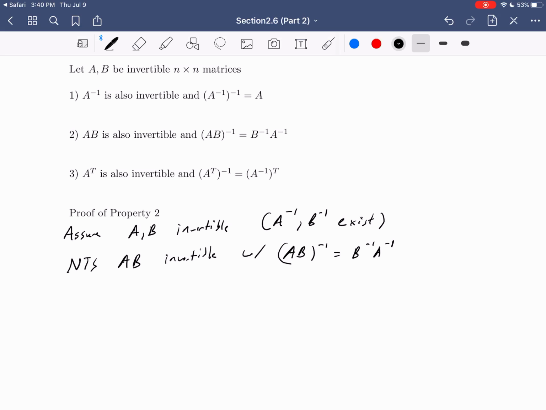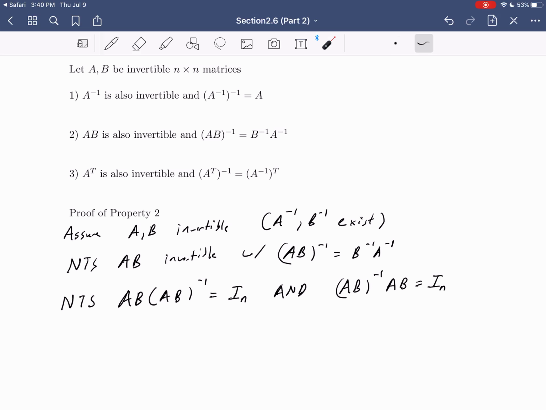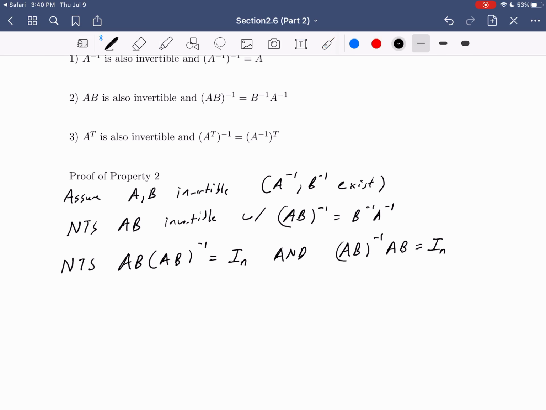So what do we actually need to show? We need to show that AB times this (AB) inverse is going to be equal to the identity matrix, and we need to show that (AB) inverse times AB is equal to the identity matrix. So we need to show these 2 things. So let's go ahead and do that. Let's start with this one. So AB times (AB) inverse.